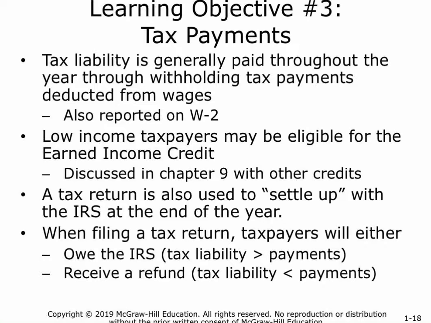So if the tax liability is less than what's paid through either those withholdings, or if the tax filer filed estimated taxes, for example, if the tax liability is lower than all those payments, then they would receive a refund of that difference. If tax liability is still greater than all those payments taken together, then the tax filer would still owe the IRS and have to make payment on the difference, or settle up the difference.